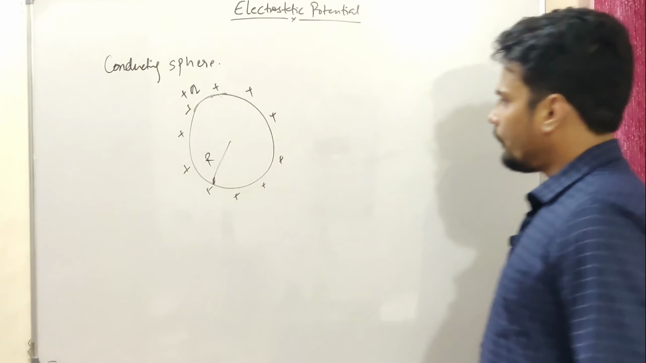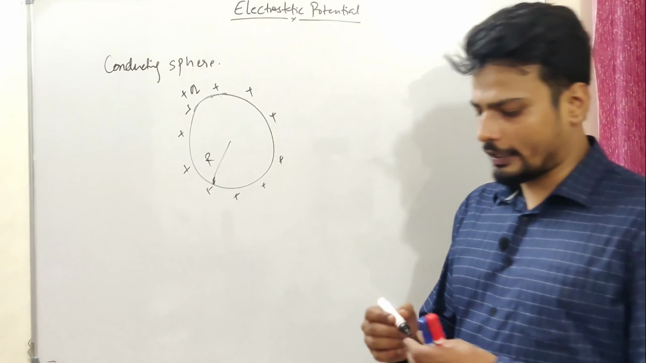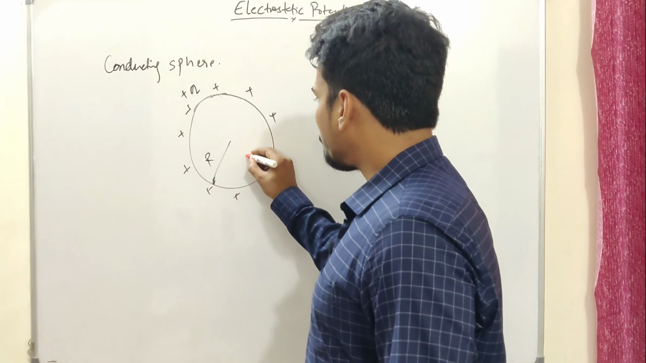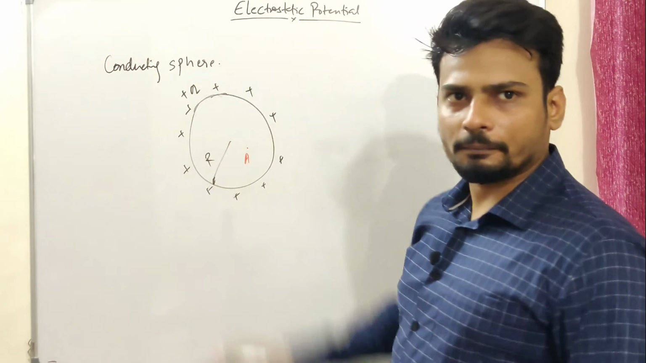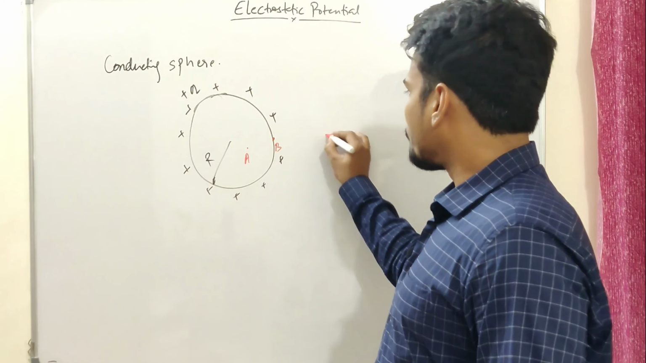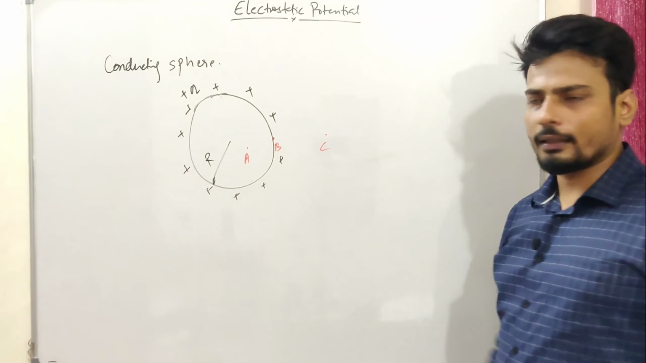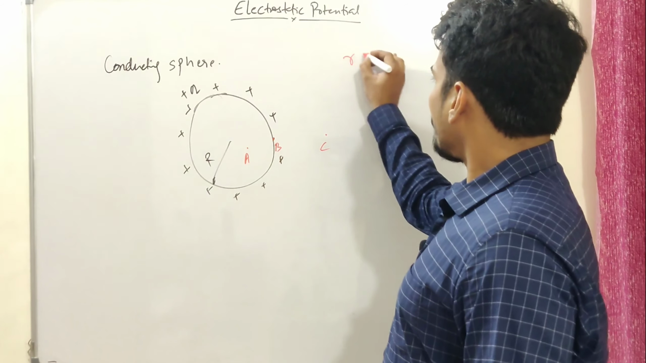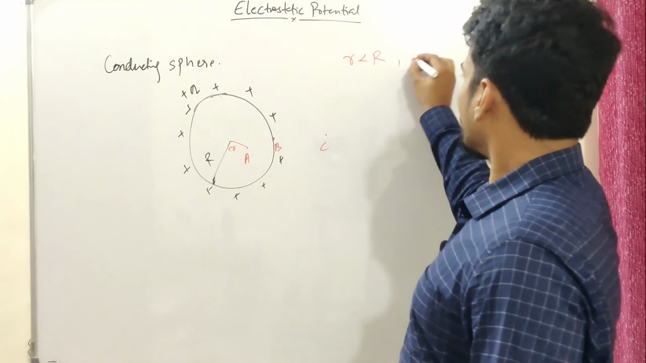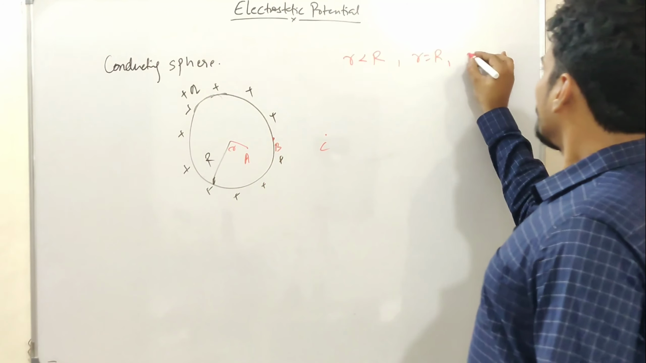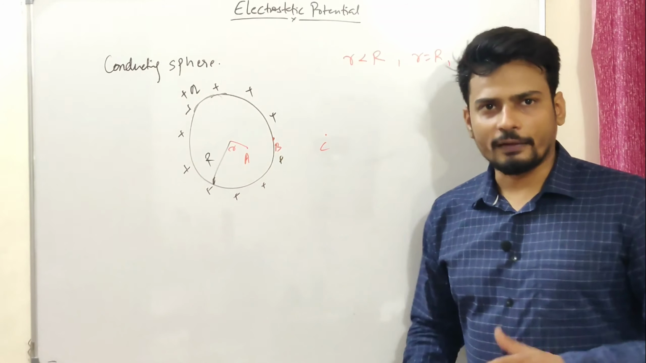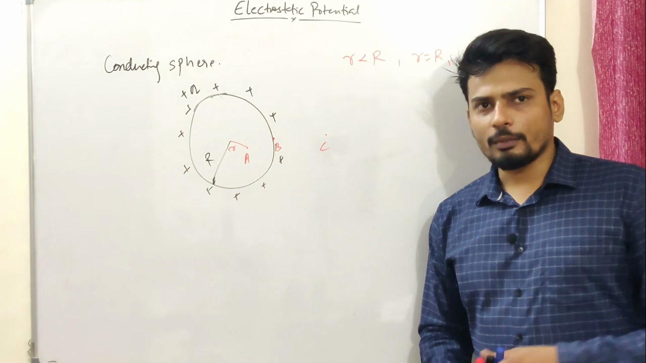Now I can have three cases in this. The first case is finding the potential at a point inside the sphere, the second is finding the potential at the surface of the sphere, and the third is anything outside the sphere. So the first case, r is less than capital R, where r is this distance. Second case, r is equal to R, and third case, r is more than R. These are the only three cases when we have to find the potentials. Potential is how much? Kq by r.